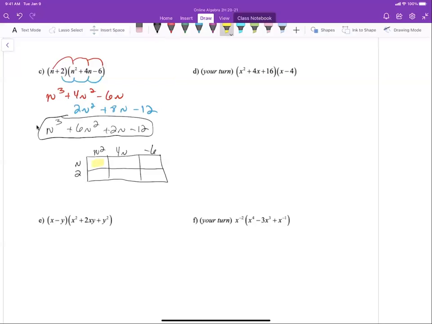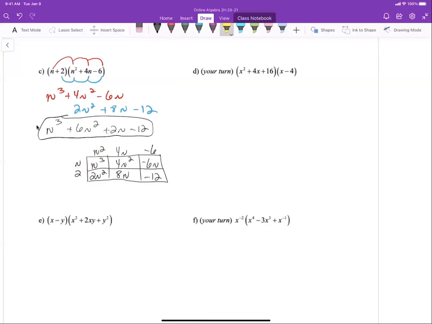This box is going to represent what I would get if I multiplied n times n squared. And so I would go through and fill those boxes in for each one. This would give me n cubed. This would give me 4n squared. This would give me minus 6n. This is 2n squared. This is 8n, and this would give me negative 12.